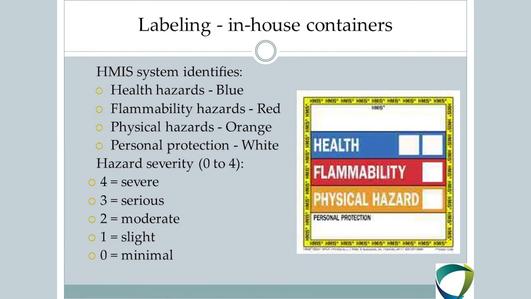HMIS identifies the following hazard categories: health listed as blue, flammability also listed as red, physical hazards will be listed as orange. A white bar at the bottom of the label identifies PPE to use when handling the chemical. The degree of severity for each category is rated from 0 to 4. In addition, an asterisk by a number may indicate the chemical has chronic health effects, or more information is available on the safety data sheet.